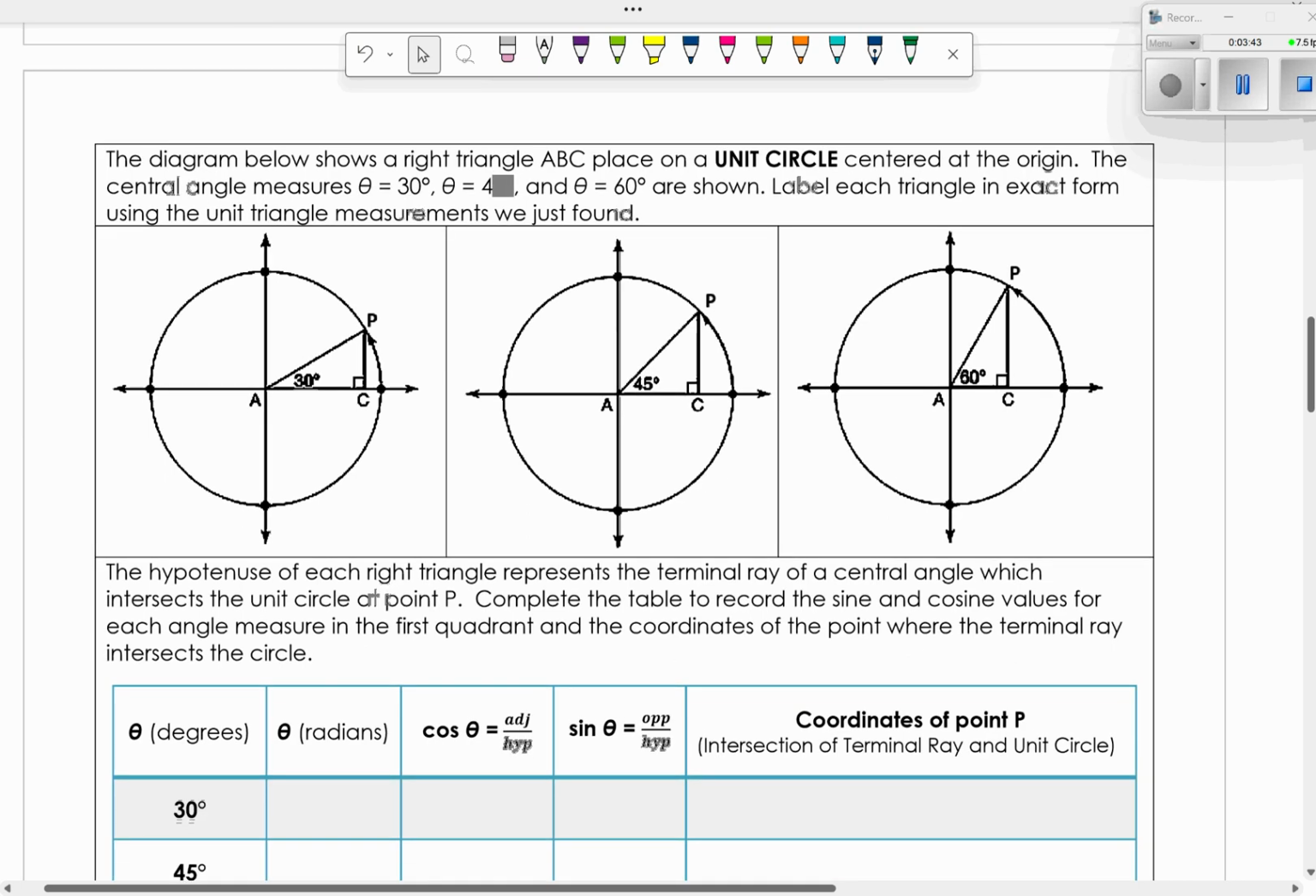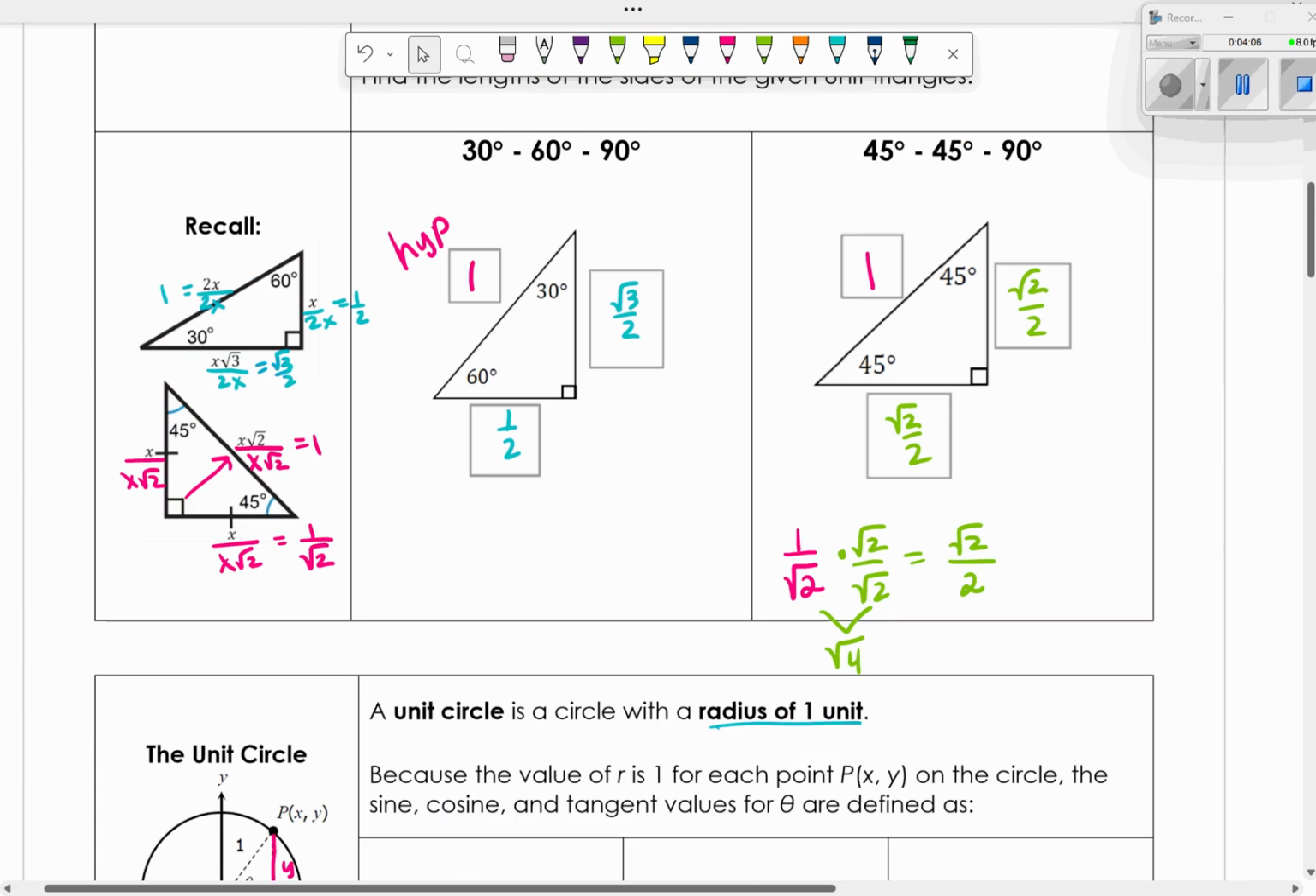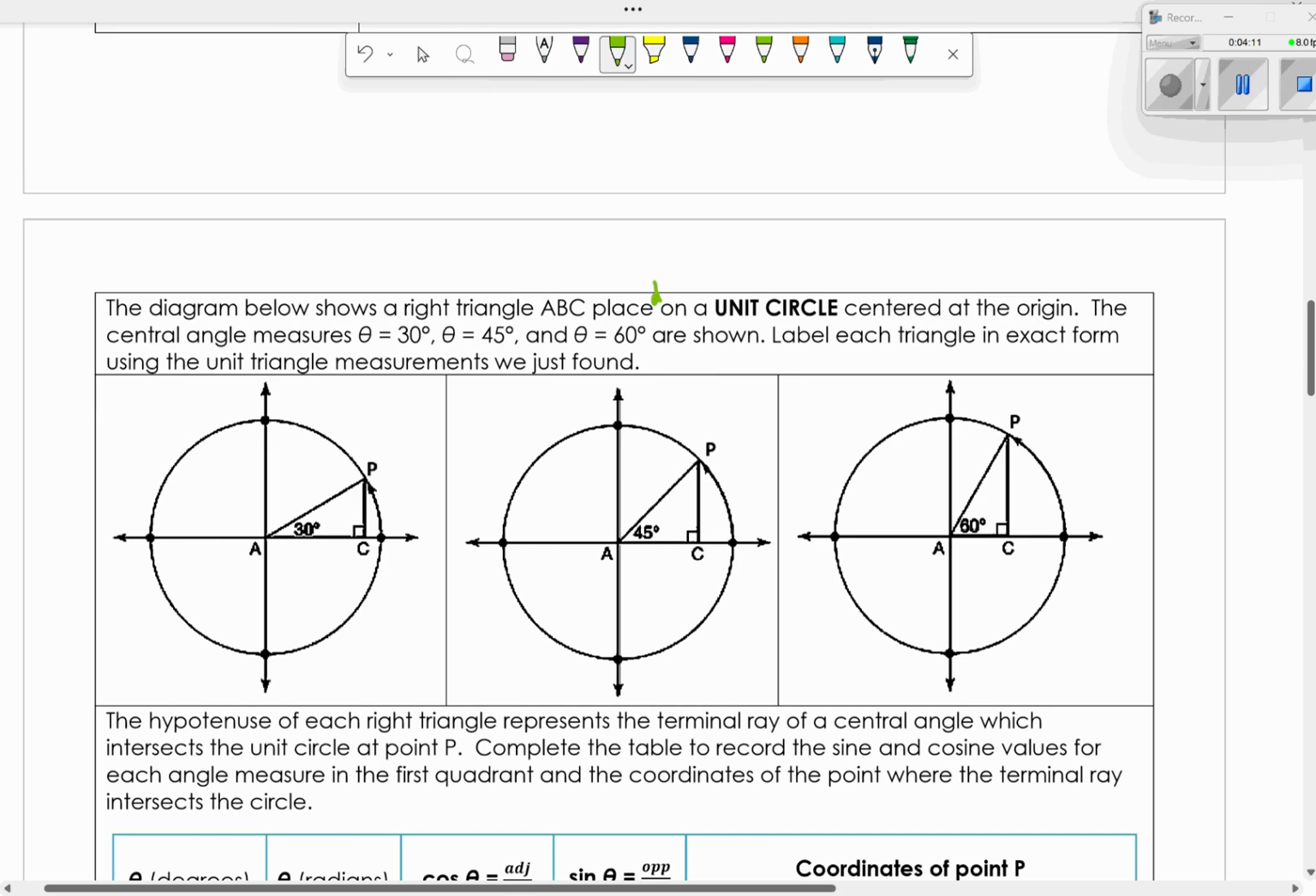So how does this relate to the unit circle? What I'm trying to get at is how the special right triangles relate to the unit circle. The diagram below shows a right triangle ABC placed on a unit circle centered at the origin. The central angle measures 30, 45, and 60 are shown. Label each triangle in exact form using the unit triangle measures we just found. So remember, for the 30, 60, 90, across from the 30 was the 1/2, and across from the 60 was root 3 over 2. So across from the 30 is the 1/2, and that makes this the 60 degrees, because the 90 would be the 1. So this would be root 3 over 2.